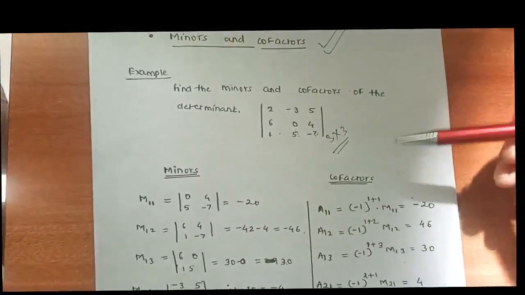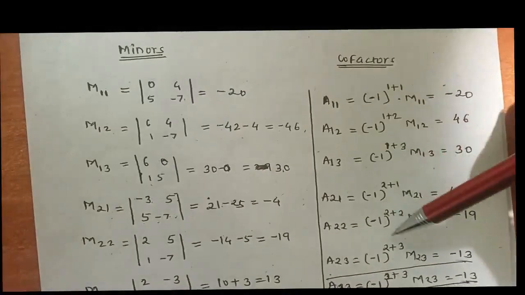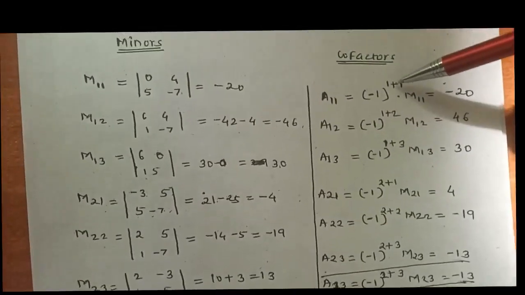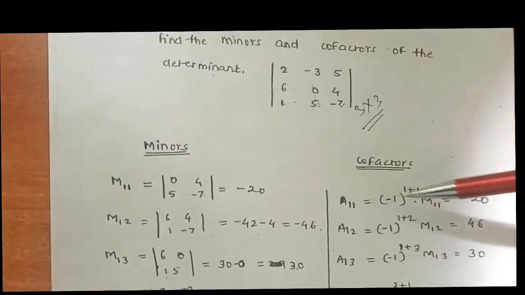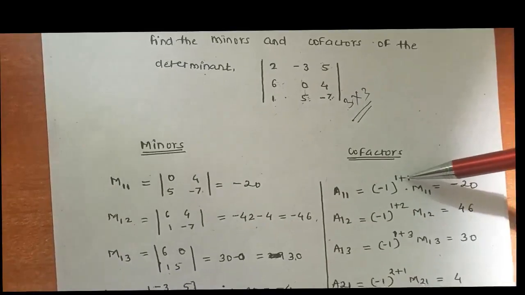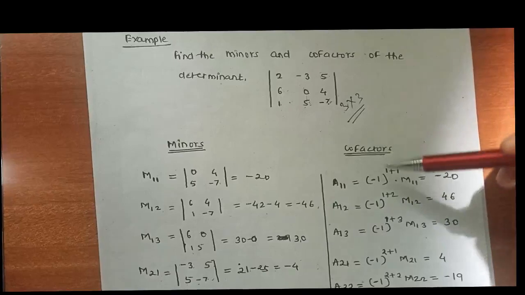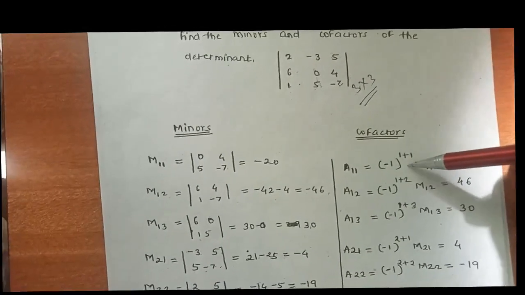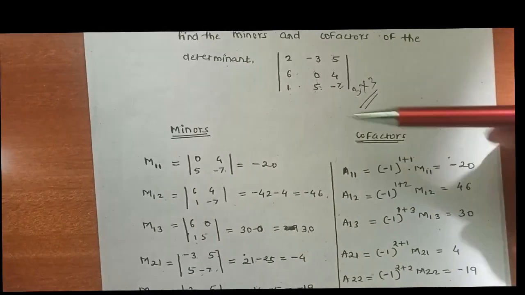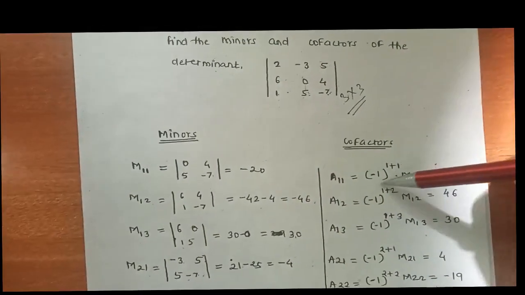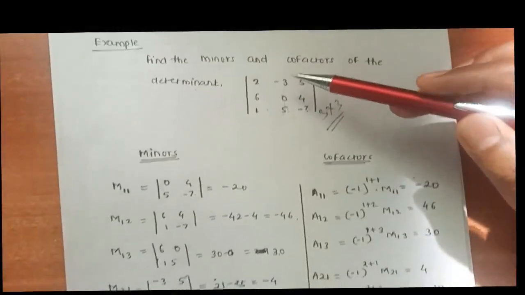Now cofactors. Remember, same thing. In the cofactor, this minus 1 is going to be the same throughout. This is minus 1 to the power of 1 plus 1. Why is it 1 plus 1? Because the position of this element is first row and first column. So 1 plus 1, into the minor of the first element, that's minus 20. So minus 1 to the power of 2 means 1, and 1 into minus 20 is minus 20. So the cofactor is nothing but multiplying the minor by minus 1 to the power, and this power depends on the position of the element.